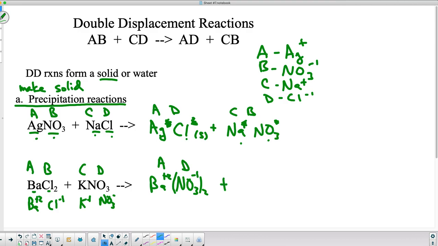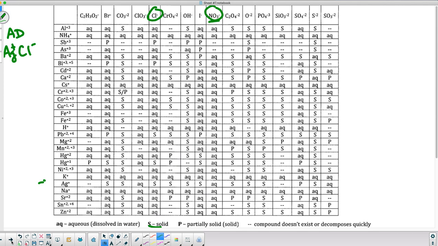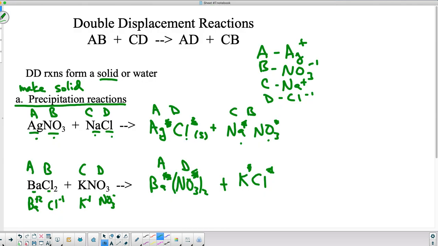I already know I'm going to crisscross that. So I come over here to the next one. The next one is K with a +1 and Cl with a -1. And I can crisscross that real easy. I can do that step super easy. I go back and check to see what I have for my solubility chart. So for Ba, I'm right here. I go across to NO3. NO3 we know is one that does not produce a solid, so that's AQ.